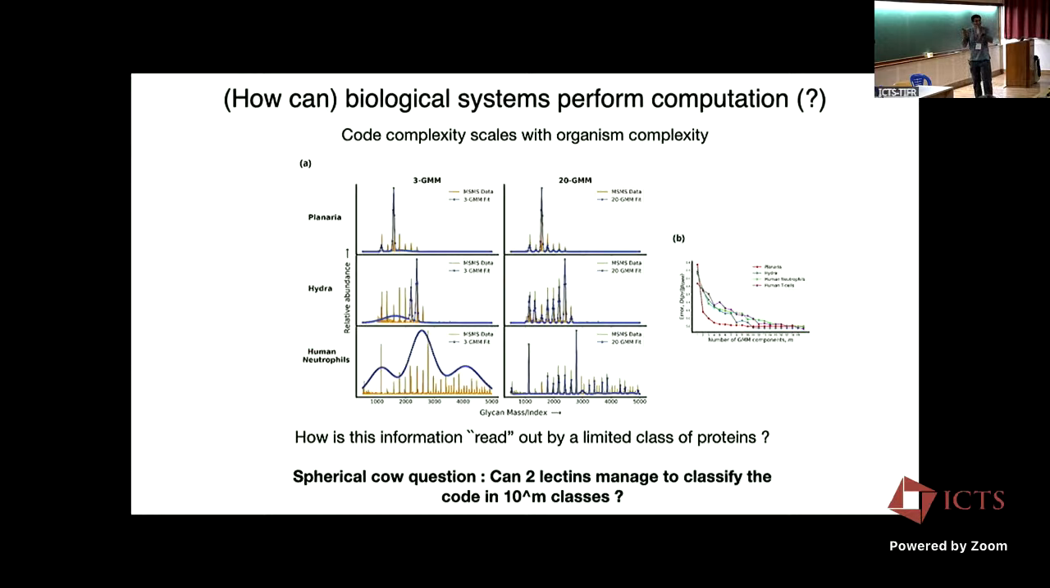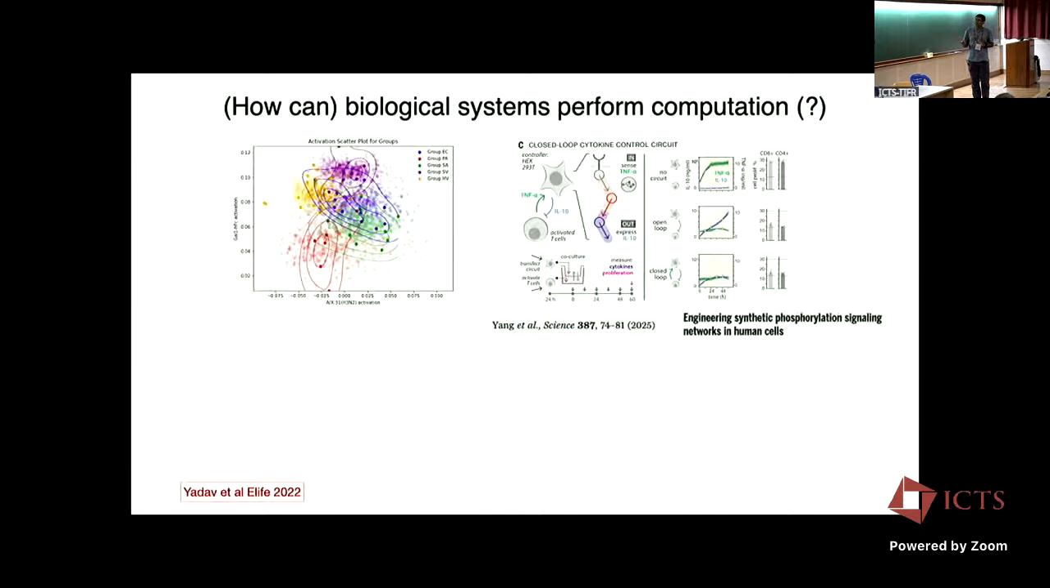And so the spherical cow question that I'll spend my time thinking about in this talk, and I'll actually make this an even more spherical cow as I go along, is: if I have access to a small number of lectins, a small number of inputs, is it possible to tile space and classify and extract something on the order of 10 to the power of m classes, where m can be on the order of 2 or 3? Okay, so I'll try to get to that, but I'll start off with something much simpler than even the spherical cow question.